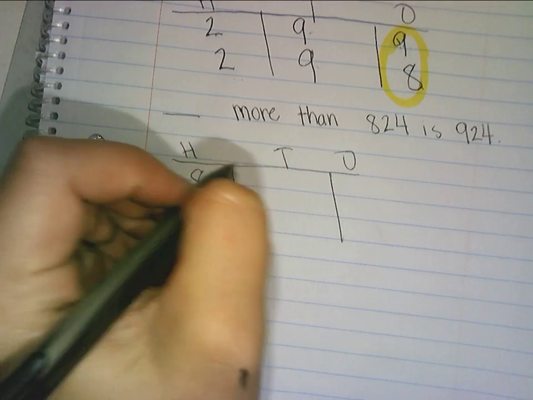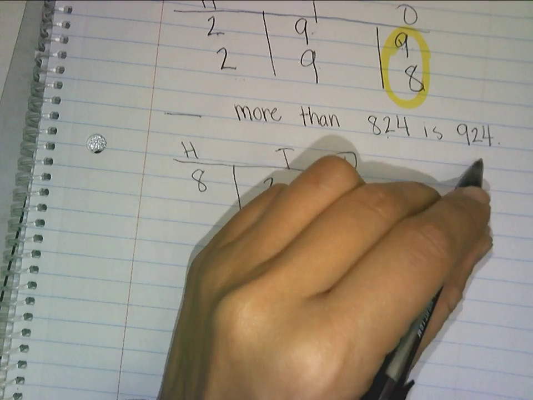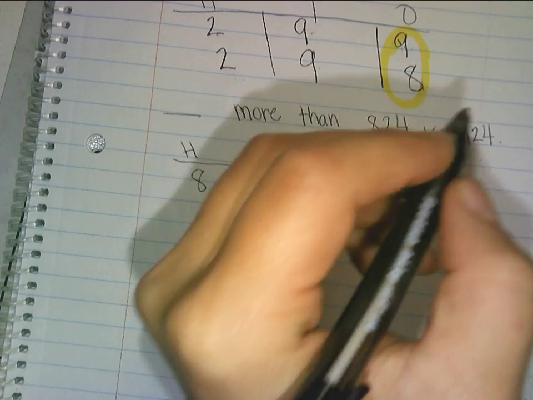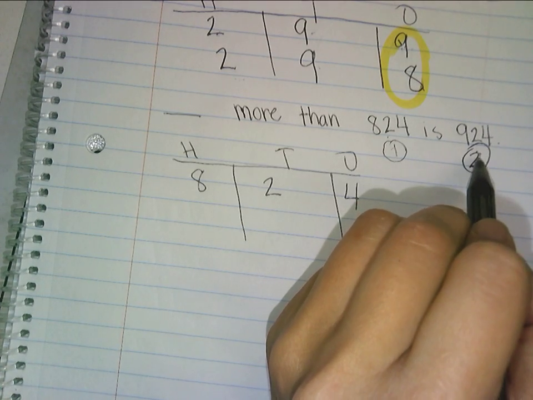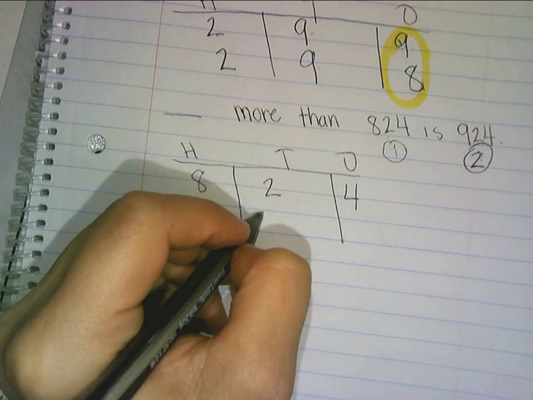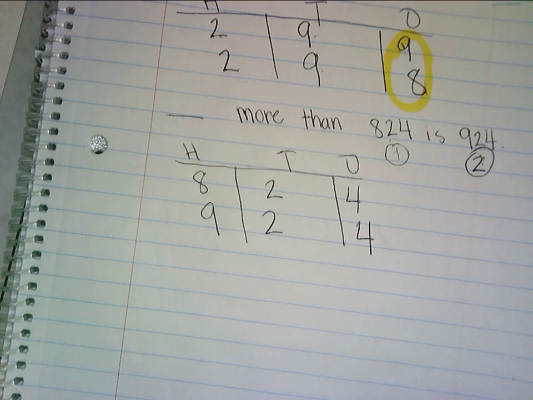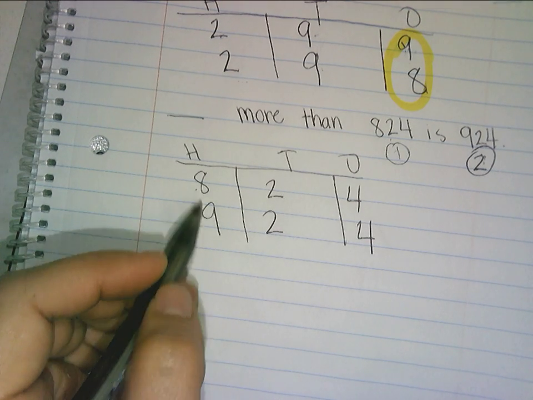So I'm going to write the numbers right here in the order that they're written. First, it's that number. Second, it's this number. This is the number that changed. I'm going to write that on the bottom so I can see the change. Does that make sense? So first I write 824, and then I'm going to write 924.